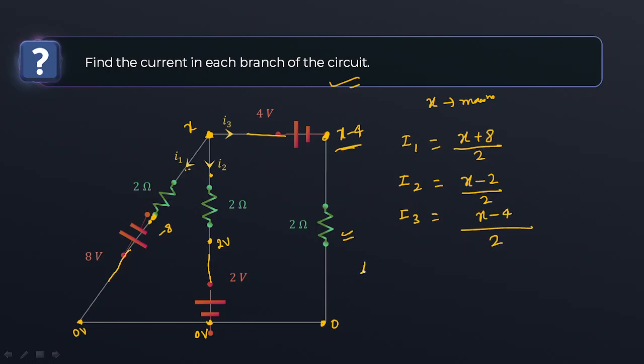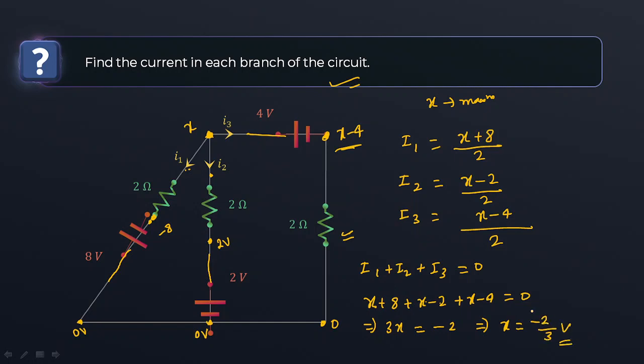So we can now write Kirchhoff's first law, that is I1 plus I2 plus I3 equal to how much? 0. So we can write, since 2 is common in all the terms, we can just remove it, right? So we have X plus 8 plus X minus 2 plus X minus 4 equal to 0, right? So now X. We have 3X equal to 6 and 8, so it will be how much? -2. So from here X equals -2 by 3 volt, right? Now just put the value of X in these expressions and then we can find I1, I2 and I3, right?